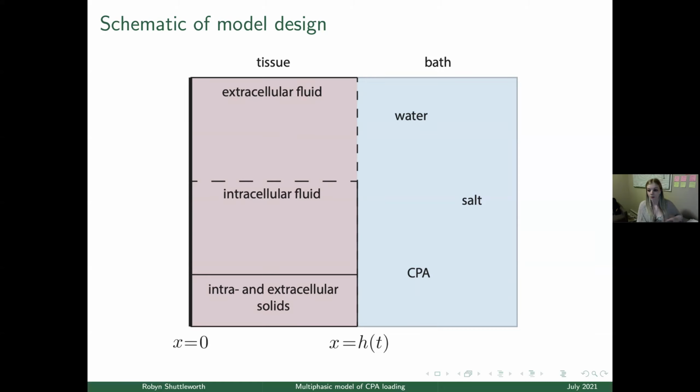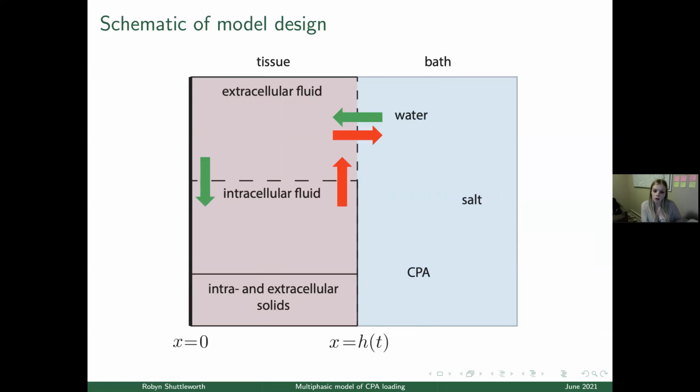We can also see we have some dashed lines here, which signify where the exchange of fluids will occur. So we can exchange fluids with the bath through the extracellular fluid compartment. And to exchange fluids with the cells, these can only be exchanged through the extracellular. So the extracellular and intracellular compartments will exchange fluids also.